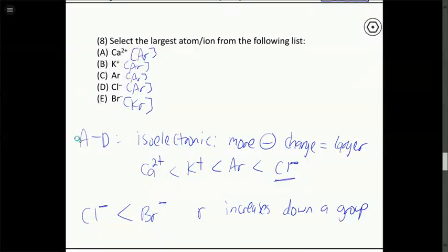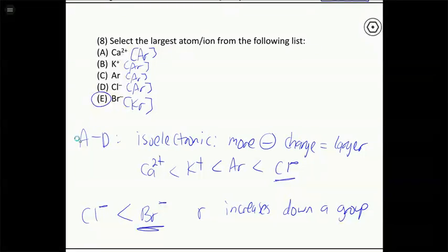But in this case, very clearly, Br minus is going to be the biggest one, which is what we're asked for in this problem. So the largest one is Br minus. It has the most negative charge, and it's the furthest down in the periodic table. So very clearly, it wins out. Okay, questions?